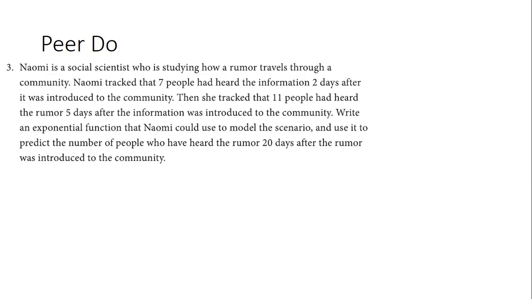Awesome. All right. So this was a little different, right? Because does it actually say we have a starting value? It does not. It tells us that she recorded 7 people in 2 days. Time is generally your X, no matter if it's days, months, minutes, seconds, time is generally our X. So 7 people on 2 days, 11 people on 5 days, and it wants us to create an exponential function and find out 20 days later, right?